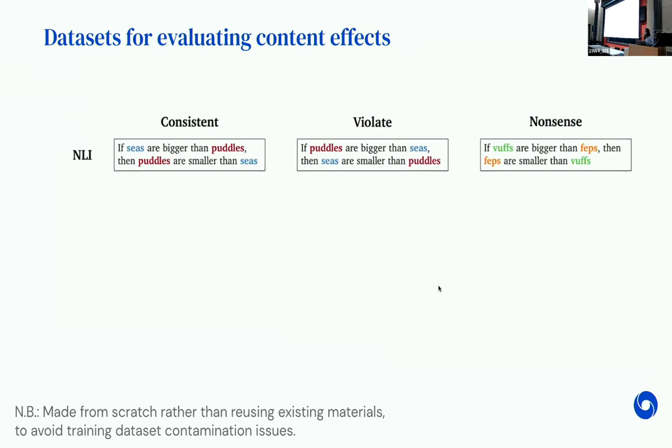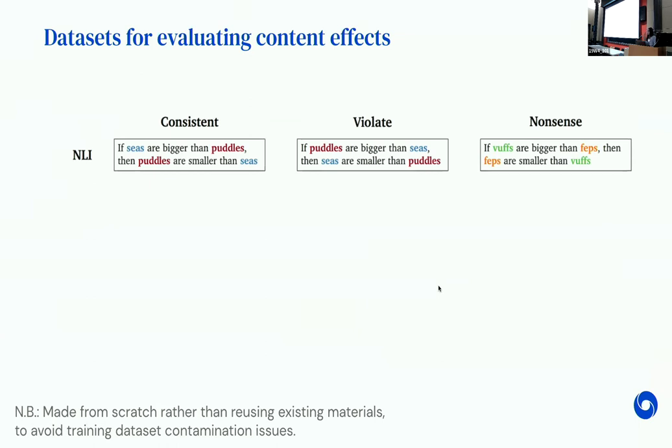All of these datasets have three main conditions: a consistent condition, a violate condition, and a nonsense condition. I'll give you examples in the simplest task we tested, a natural language inference task. If seas are bigger than puddles, then puddles are smaller than seas. This is a valid logical inference, but it's also just a true statement. If puddles are bigger than seas, then seas are smaller than puddles. This is logically true, but violates our real-world beliefs.